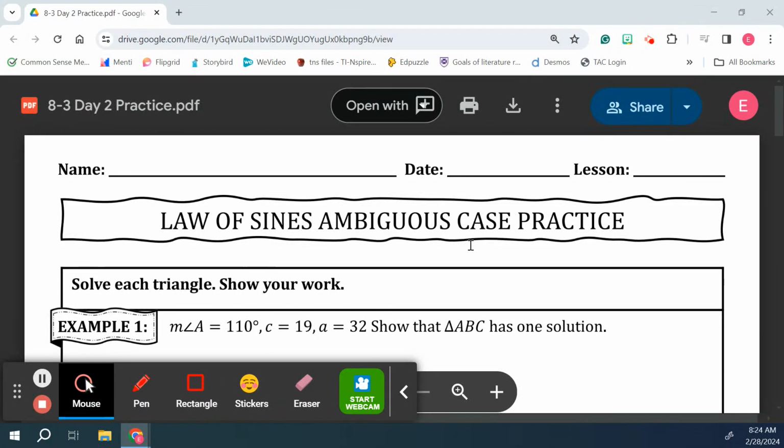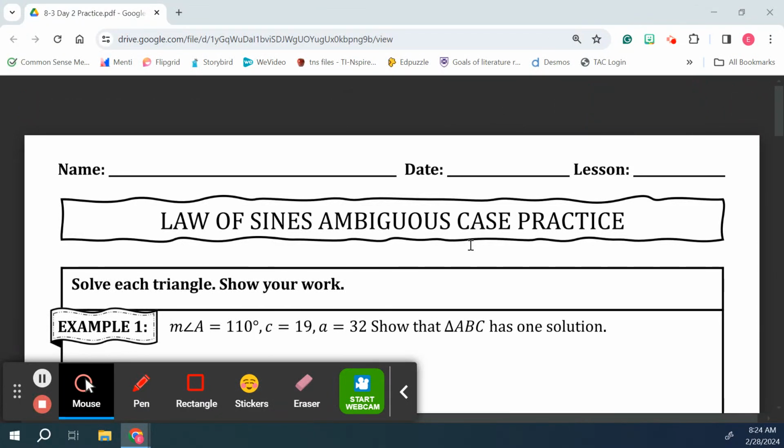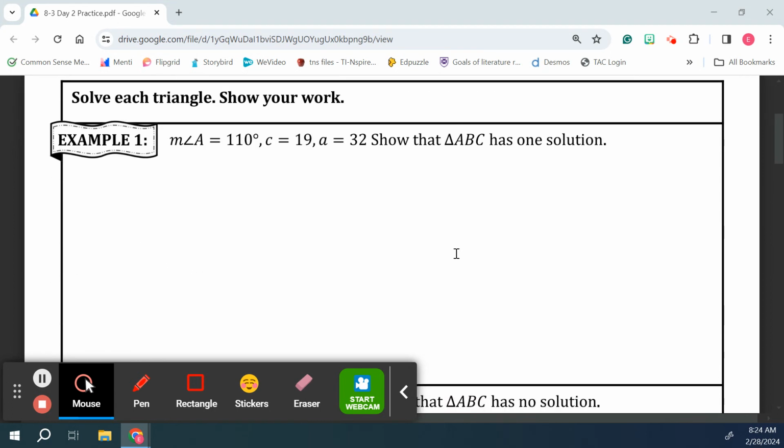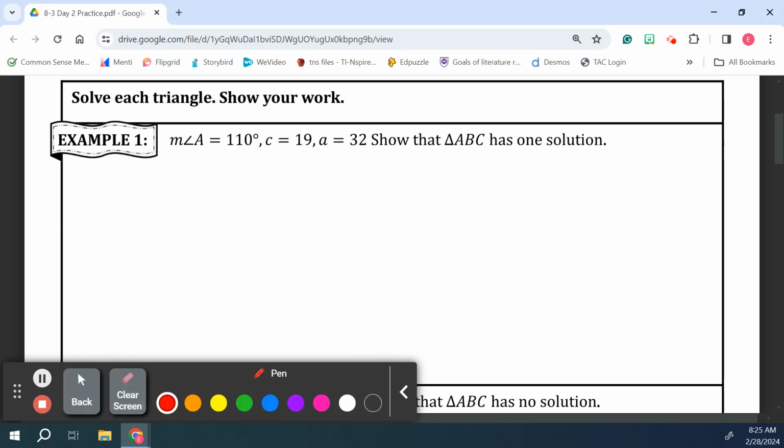Right, so again, we're just going to do a few more examples of the ambiguous case. Now, here's what I'm going to do. I'm going to show you guys a way to draw these pictures to make it a little easier for you. Looking at example 1, we need to prove that this has one solution and we will find that solution.